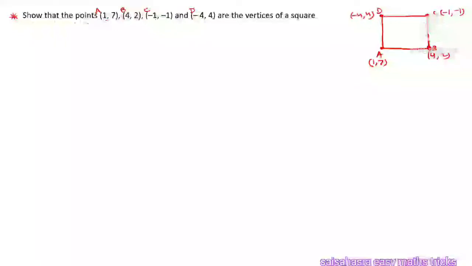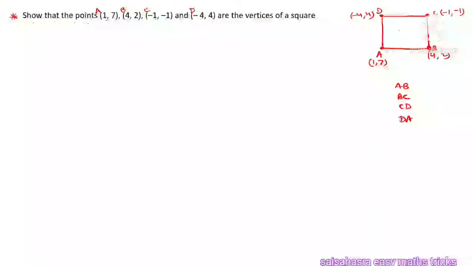In a square all the sides are of equal length. That means AB length, BC length, CD length and DA length, all the 4 side lengths, are equal. If we want to show that all the 4 side lengths are equal, we need to find AB length, BC length, CD length and DA length first. Then we can compare them.